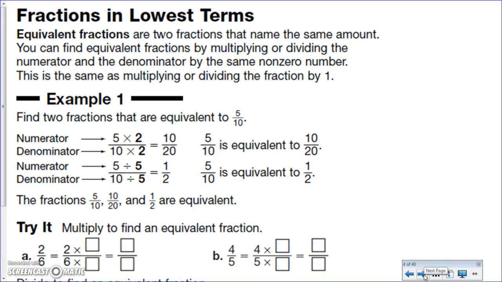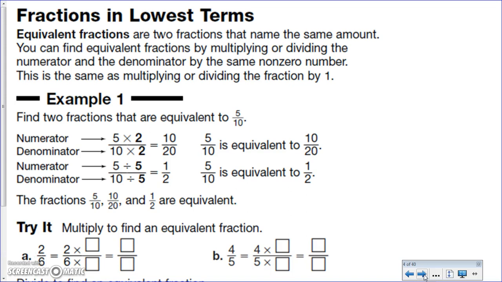For fractions in lowest terms, equivalent fractions are 2 fractions that name the same amount. You can find equivalent fractions by multiplying or dividing the numerator and the denominator by the same non-zero number. This is the same as multiplying or dividing that fraction by 1. So, in example 1, find 2 fractions that are equivalent to 5/10.